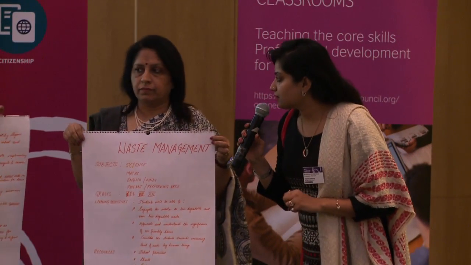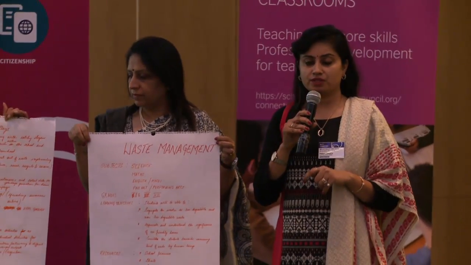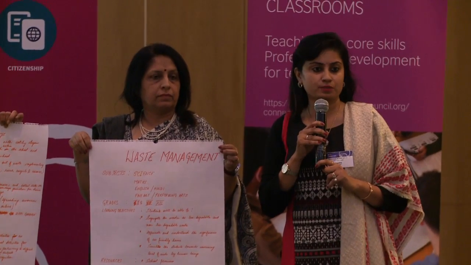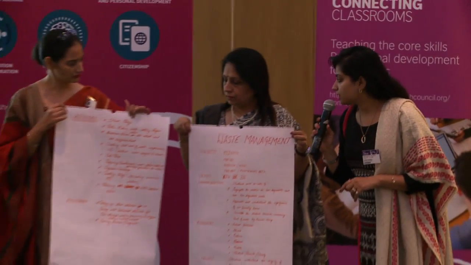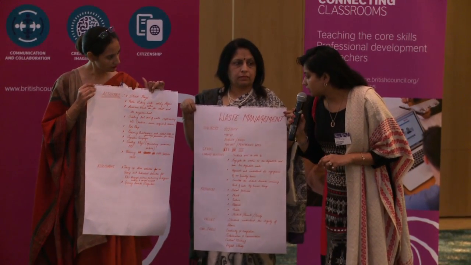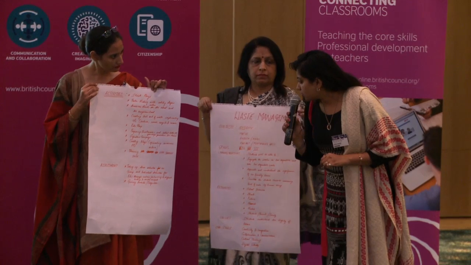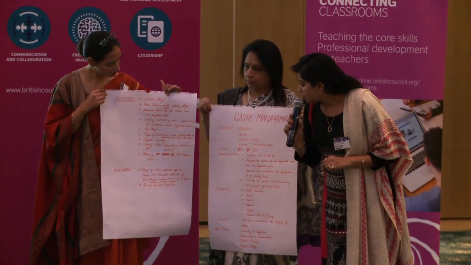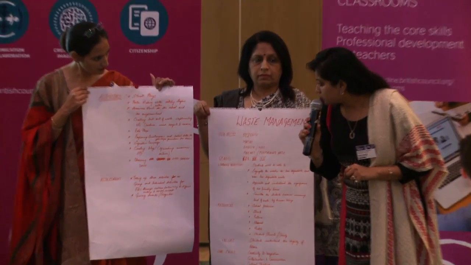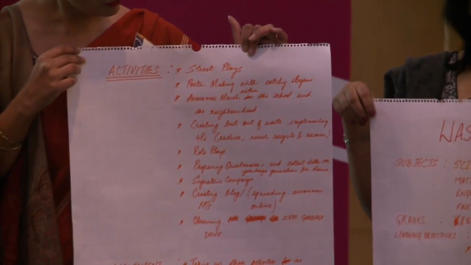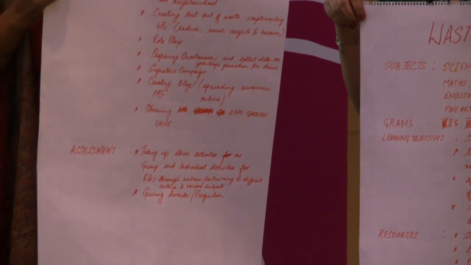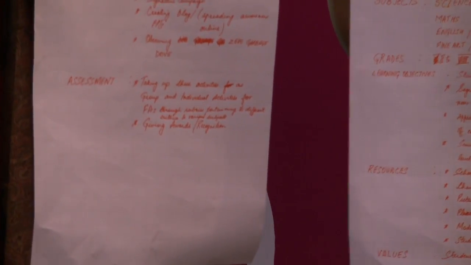Then we have initiated some street plays and poster making competitions, using what-if questions. What if in 2035 this much waste is produced? Then we are creating best out of waste, role plays, preparing questionnaires and collecting data on garbage generation per hour, signature campaign, creating blogs, PPTs, observing a zero garbage drive, taking the activities as group and individual activities for FAs, and giving awards and recognition.